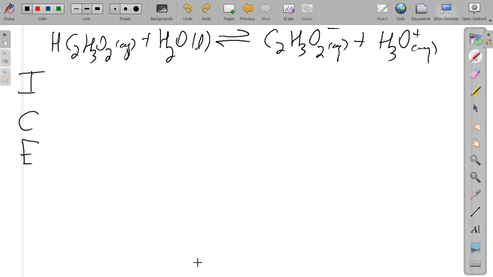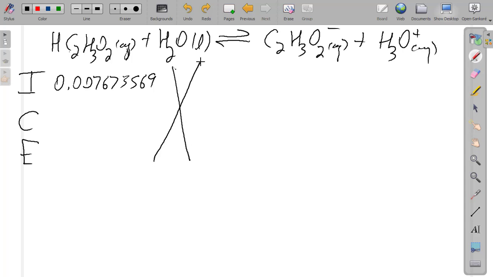All right, so that means then that the 0.007673569 is the initial acetic acid concentration. The water is liquid, so it can't be used anyway. So you just put a big X through that whole column.